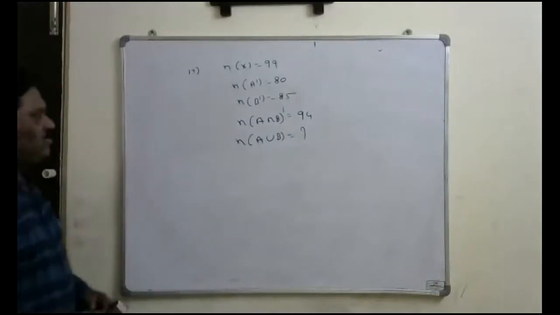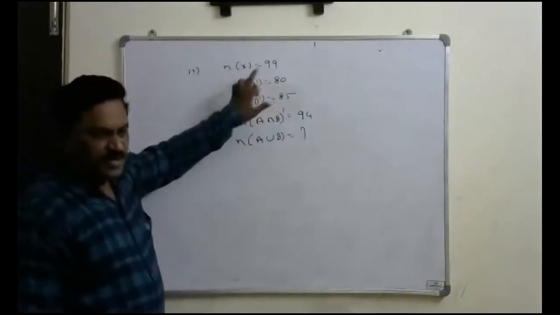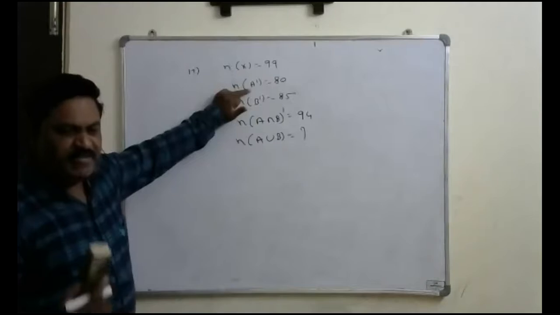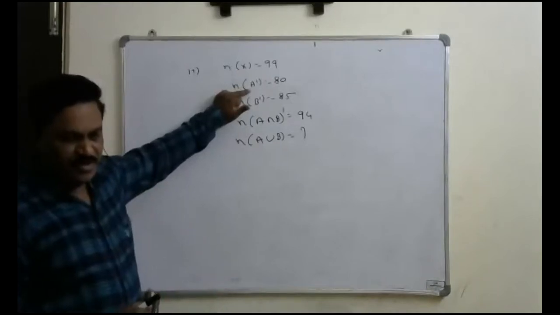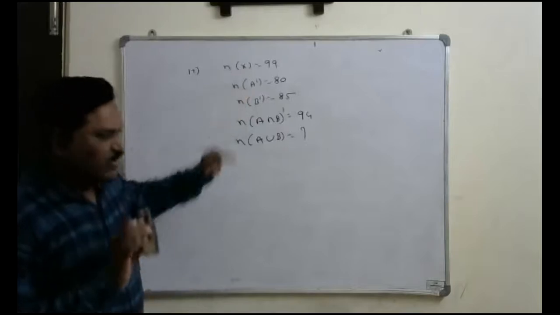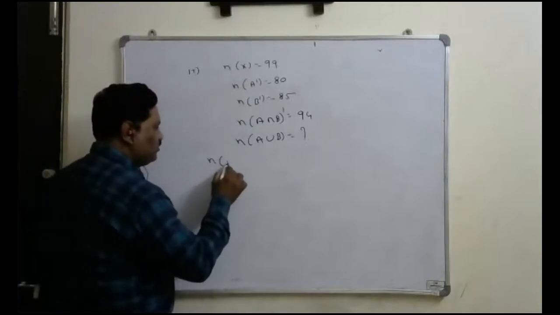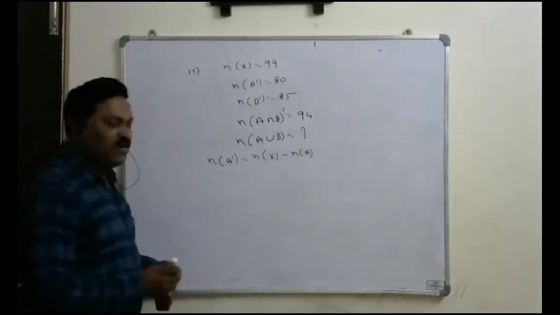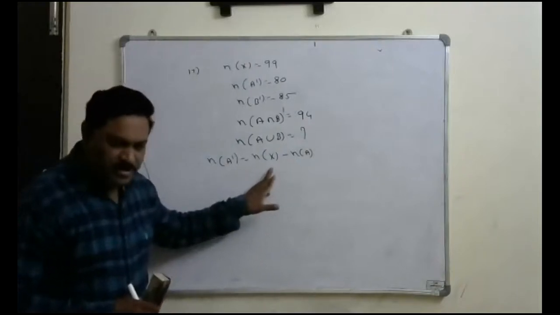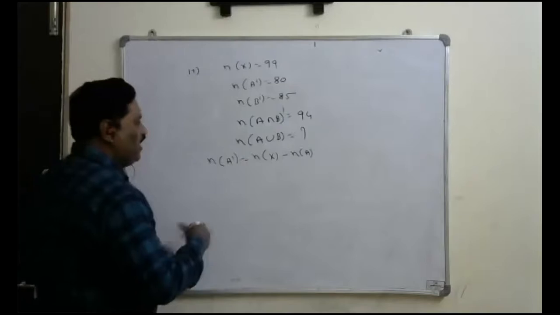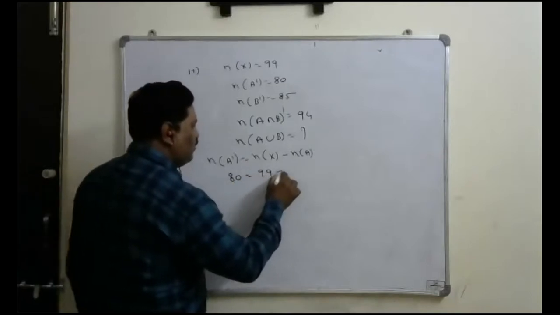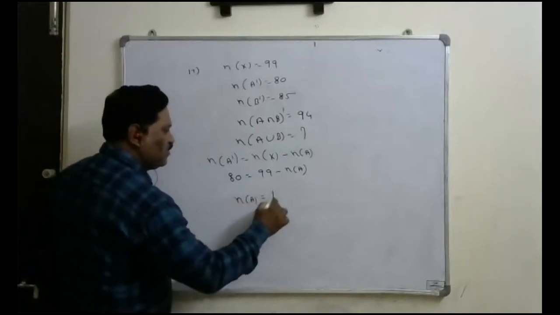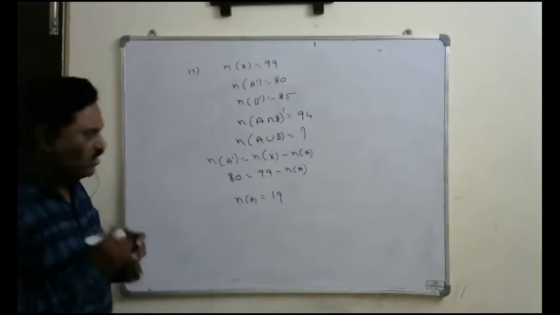To calculate that, since n of X is given 99, n of A dash is given 80. n of A dash means the number of elements available in the universal set but not in A. We can write that as n of X minus n of A. So n of A dash is given 80 and this is 99 minus n of A. Now tell me what is n of A? 19. The number of elements in A is 19.